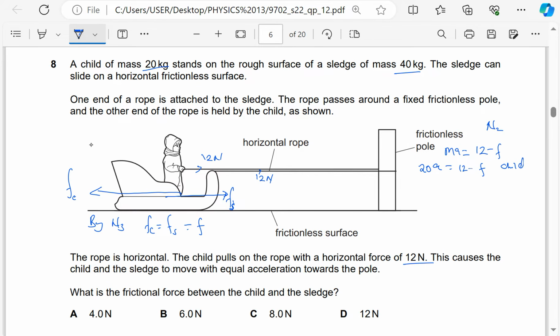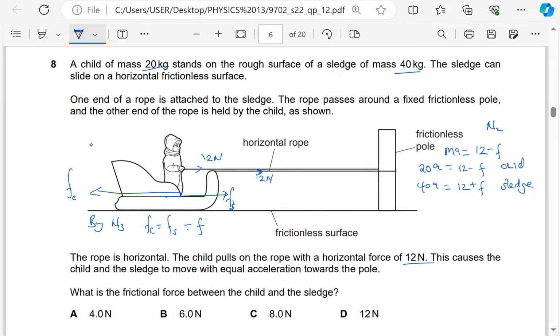If I consider the sled, the mass is 40 kilograms times a. This should be equal to 12 plus F, because for the sled, the friction from the child is in the same direction as the 12 newtons in the rope. So this will be plus F. This is for the sled.